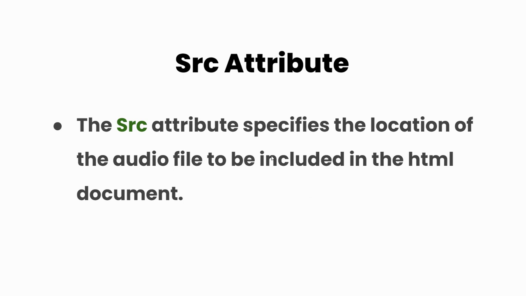So we have the source attribute. Of course, we've talked about this before. The source attribute specifies the location of the audio file to be included in the HTML document. So the source attribute basically does the same thing it does in the video element, specifying the location, and you need to reference it also by the name of the audio.